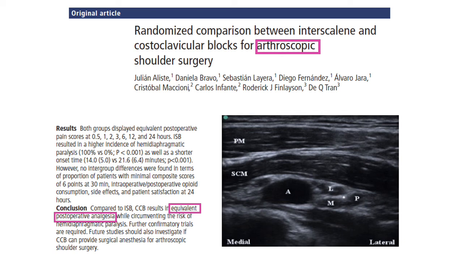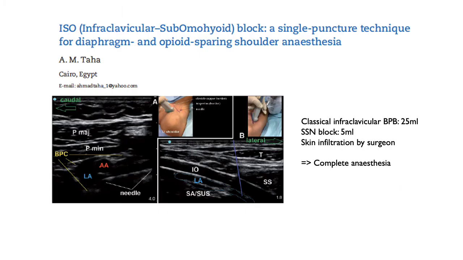But then the phrenic nerve block is basically zero for the costoclavicular infraclavicular brachial plexus block, whereas the interscalene block results in 100% hemidiaphragmatic paralysis in this study. But bear in mind, the last study is just arthroscopic surgery, but not open surgery.